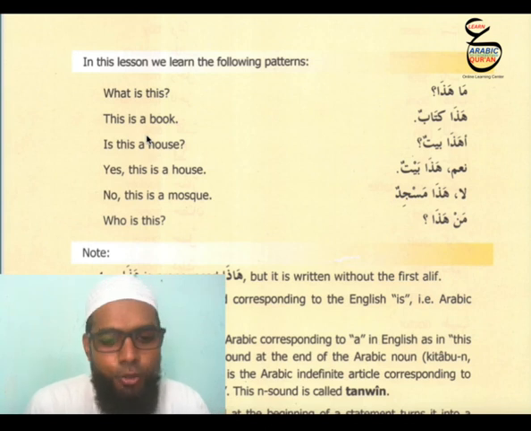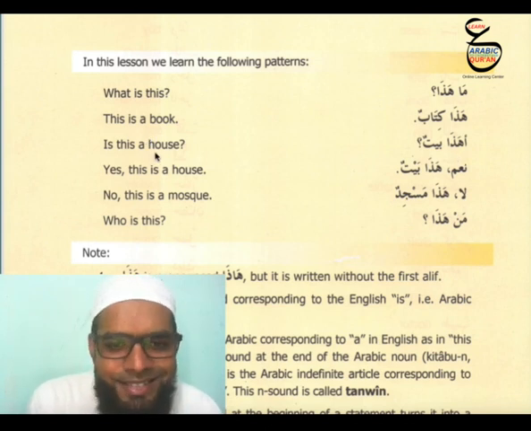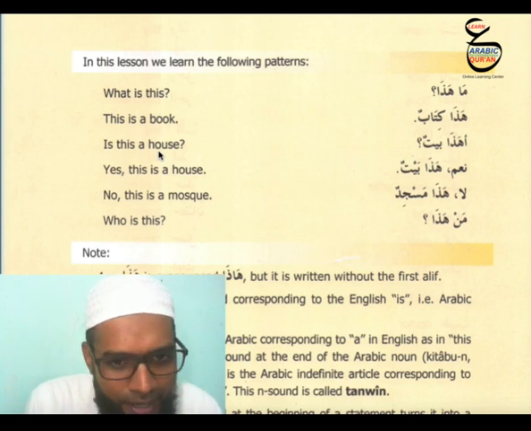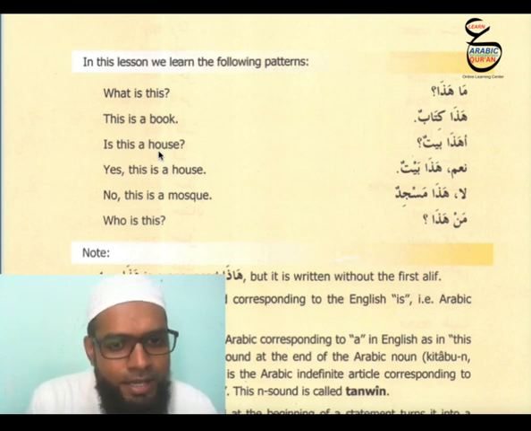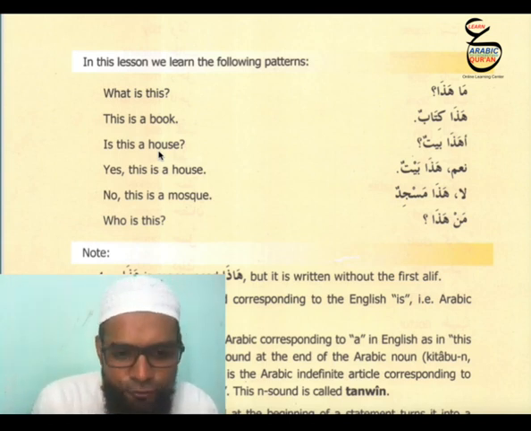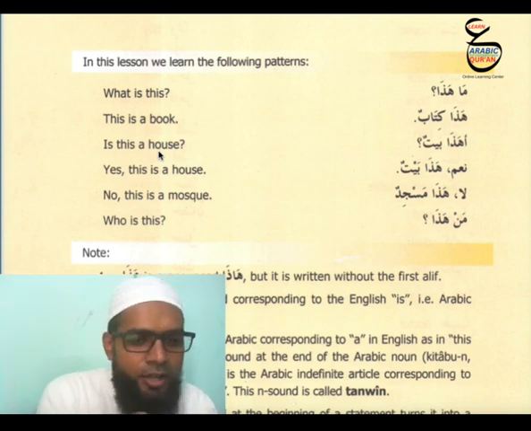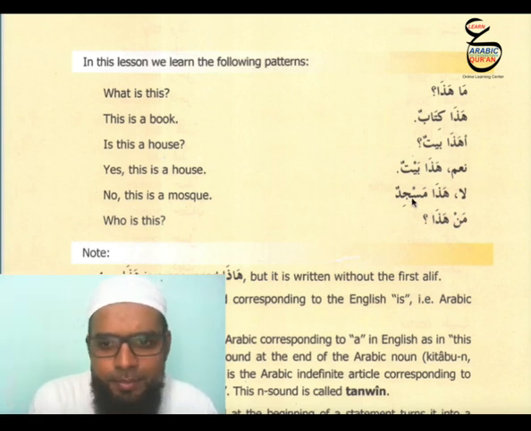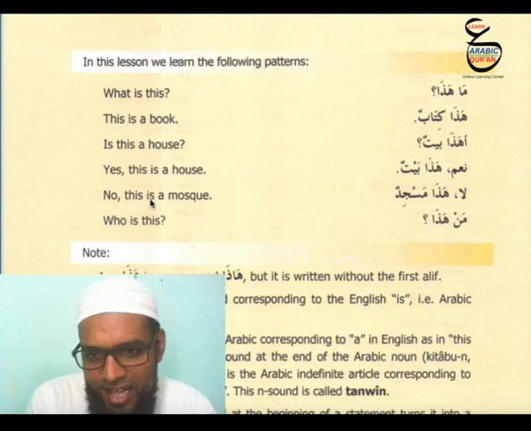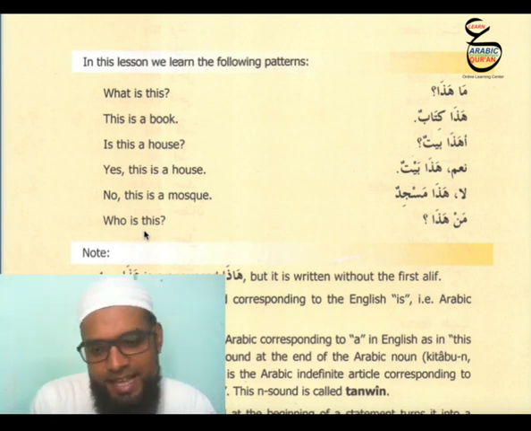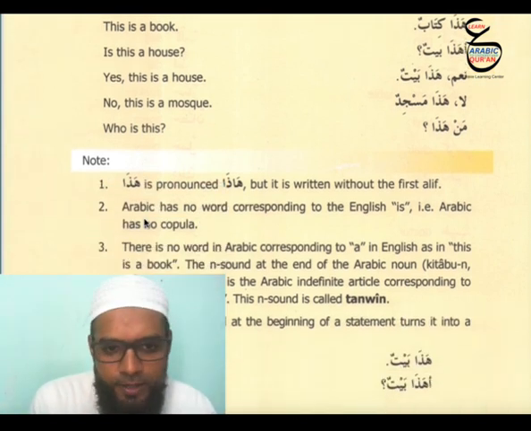hada dukkanun. So ahada baitun, is this a house? Ahada qalamun, is this a pen? क्या ये घर, क्या ये कलम है? Ahada jawalun, is this a phone? Ahada miftahun, is this a key? Whatever things if you want you can practice. Naam, hada baitun, yes, this is a house. La, hada masjidun, no, this is a mosque. Man hada, who is this? We can ask about anything, about anyone.